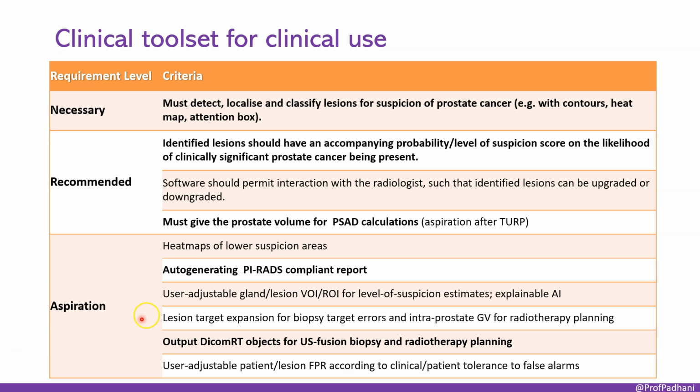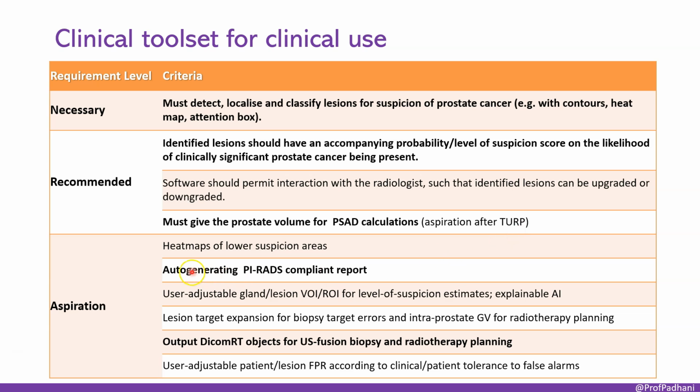Interaction. You need to be able to accept, reject, or tweak the AI's findings. It shouldn't be a black box. Also, prostate volume calculation is vital for PSA density, a key metric for you. Especially after TURP or other procedures. Yeah. Good point. And aspirational tools.